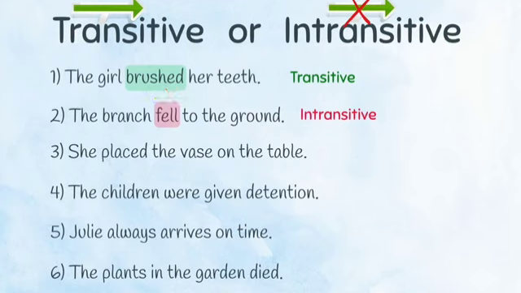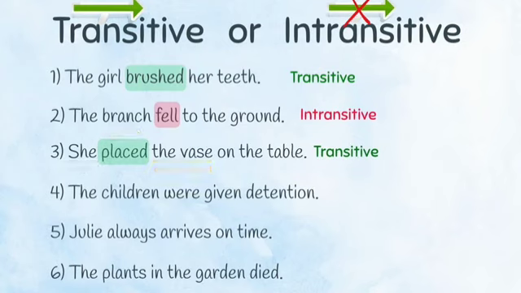Number 3. Placed. Placed what? The vase. The vase is receiving the action, which makes it a direct object. The action moves from the subject through the verb and to the direct object. Placed is transitive.